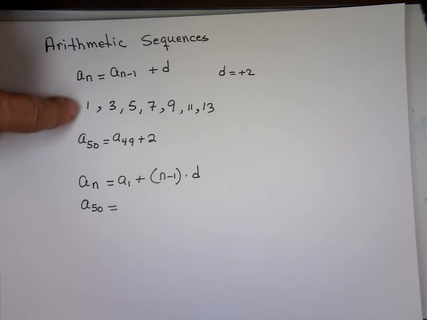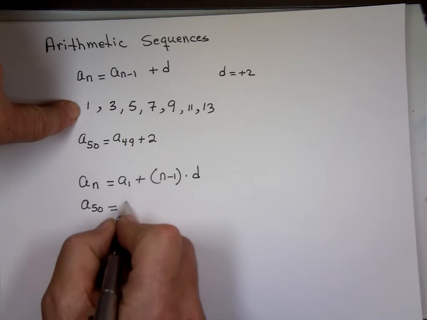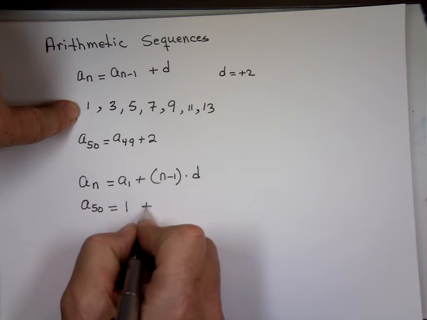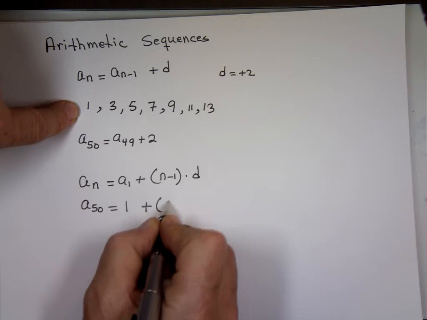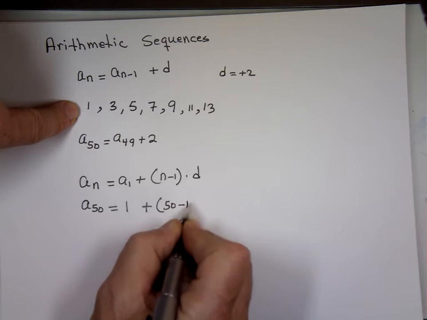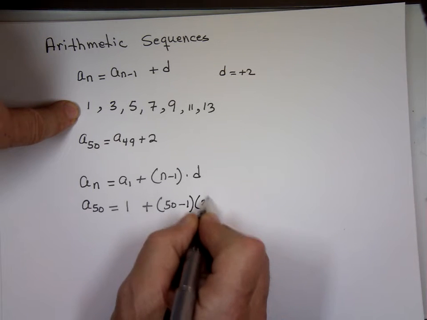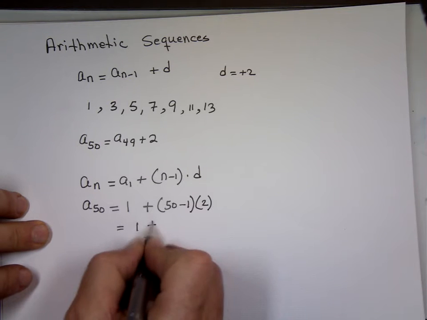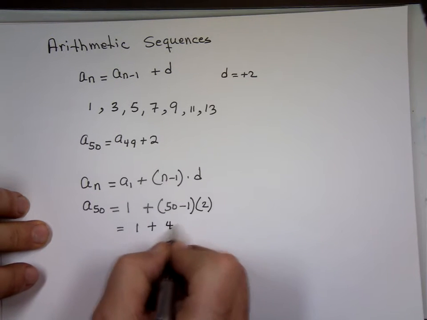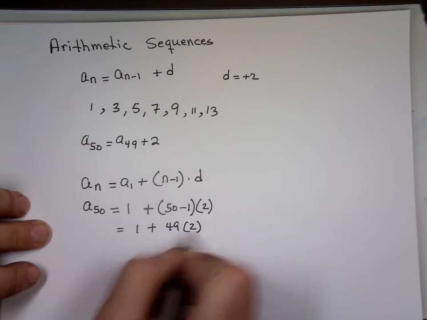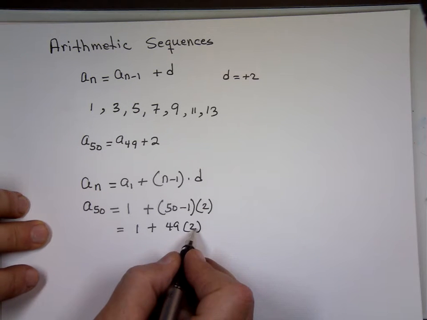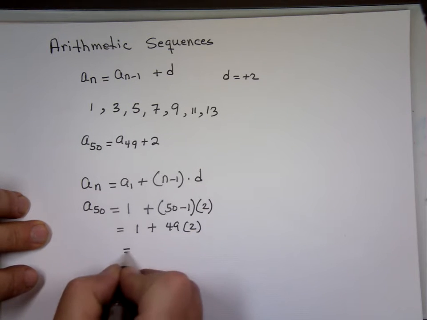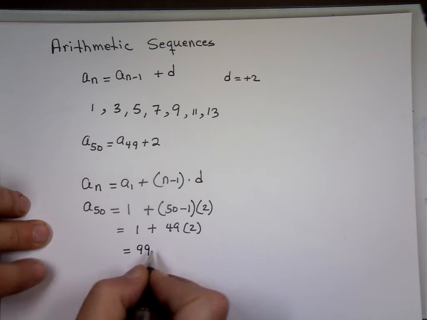It says take the first number, which is what? 1, add to it 50 minus 1 times the 2. D is 2. 1 plus 49 times 2. What's 49 times 2? 98. Plus the 1, the 50th number is 99.